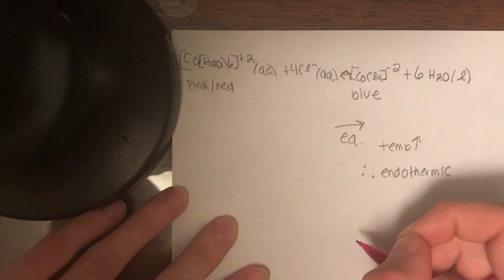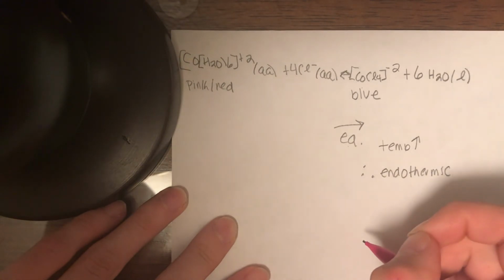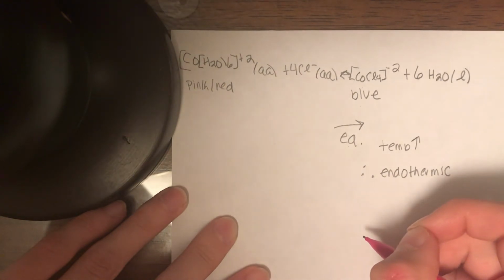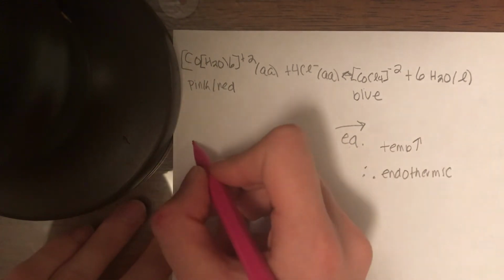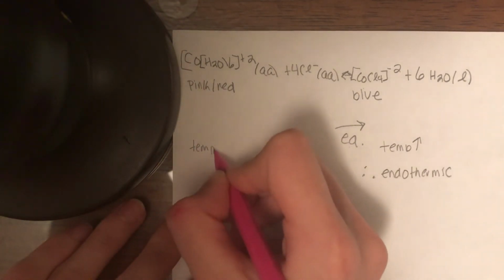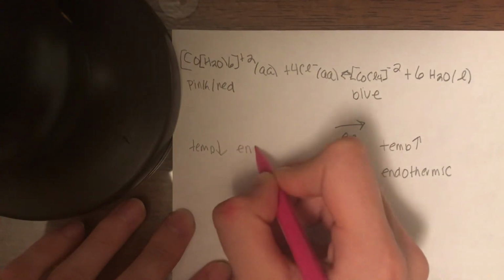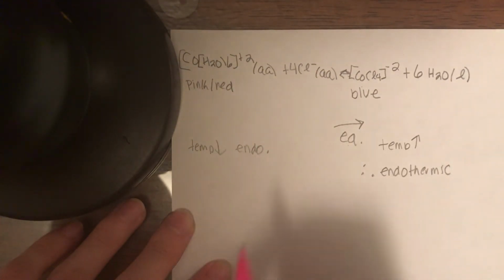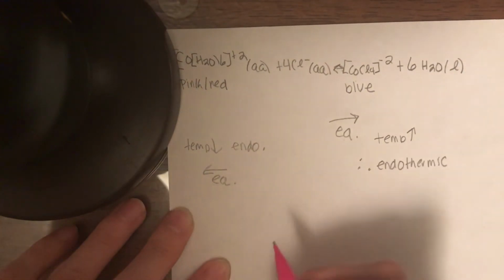The second stress added was placing the original solution into an ice bath. Based on our knowledge from the first stress being applied, we should still expect this reaction to be endothermic. So from Le Chatelier's principle, when heat is being removed in an endothermic reaction, there would be a shift to the left in equilibrium.